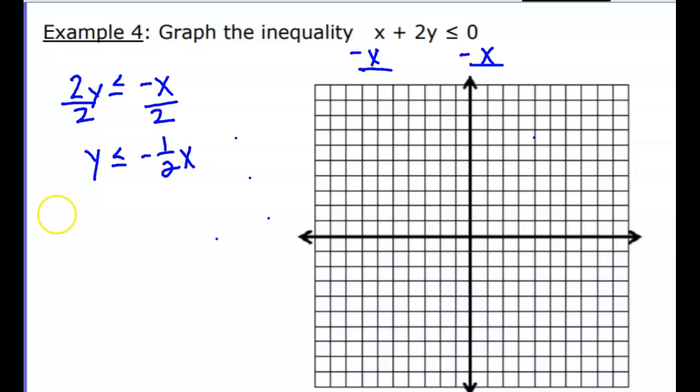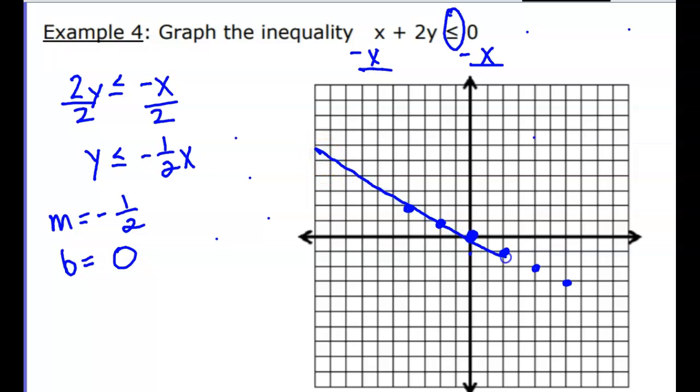So I identify my slope here, which is -1/2, and my y-intercept, which is 0. So I start at 0. My slope is -1/2, so I'm going to go down 1 to the right 2, or I could go up 1 to the left 2, and I continue doing that. I get my line going here. I look at my inequality. I see that it's less than or equal to, so that means I'm going to make a solid line. So I make my line.